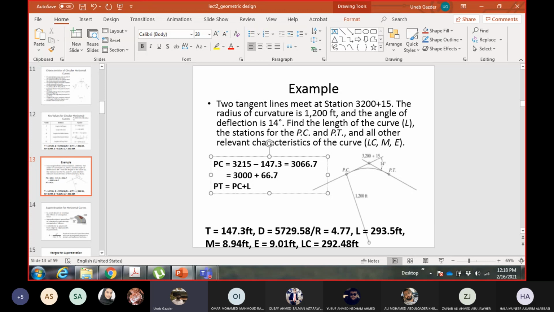Now, if this approach, adding the tangent length, was giving you the same answer as this one, then we could accept it. If you do PI plus T and you get the same answer as PC plus L, then we can accept it. No problem, right? Whether the second curve is in the field or not is not my concern. But PC plus L will give you a different answer than PI plus T. So we cannot use both approaches.